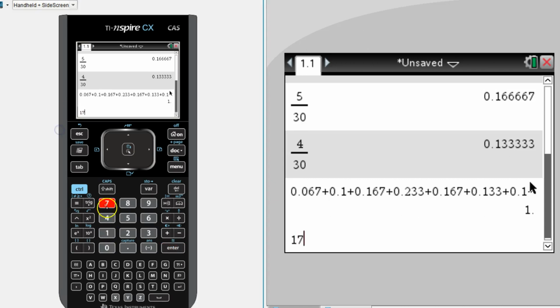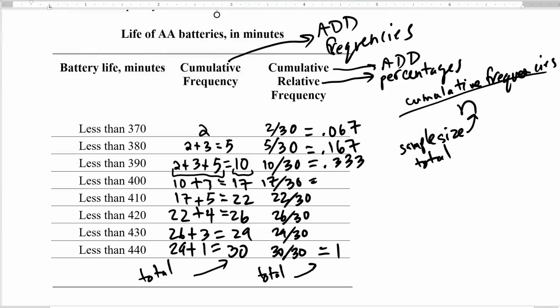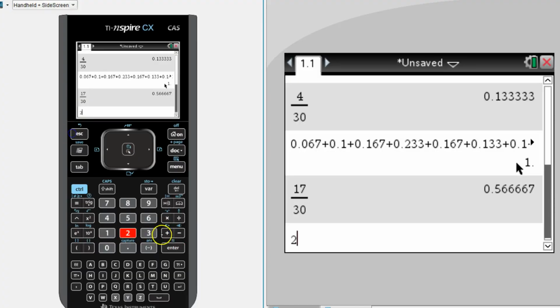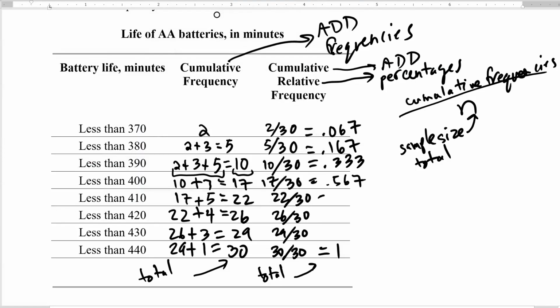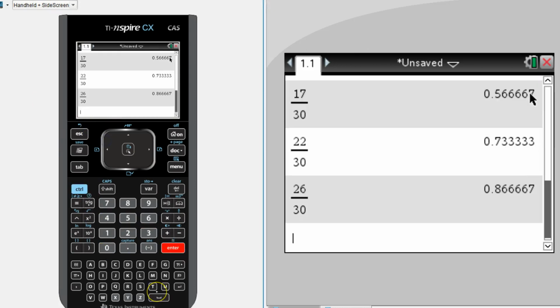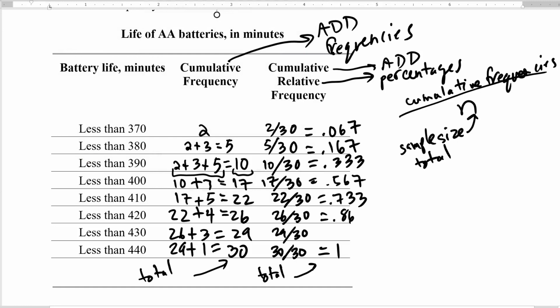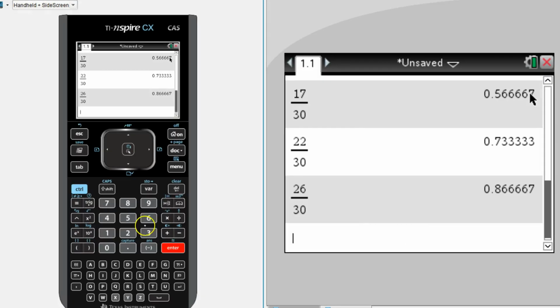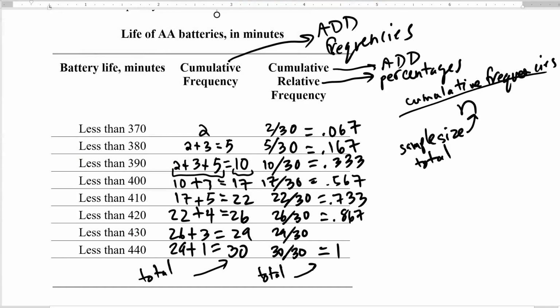17 out of 30. 0.566, how about 7? So 0.567. 22 out of 30. 0.733. 26 out of 30. 0.867. 29 out of 30. 0.967. And then 30 out of 30, or 1.